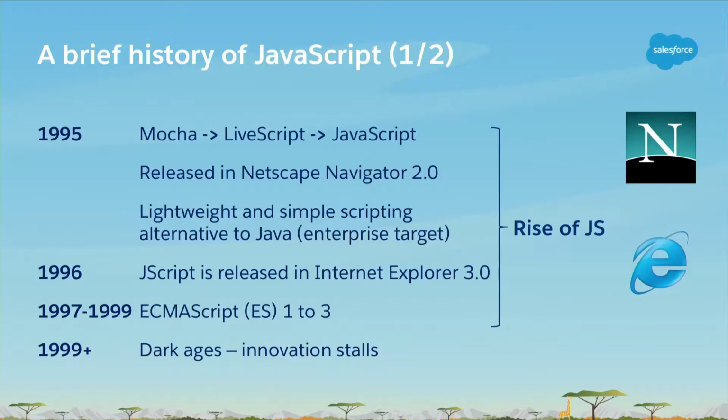Now, as the number of users and vendors that supported JavaScript grew, they decided to agree on a set of standards. And first came ECMAScript. ECMAScript is the normative name of JavaScript.